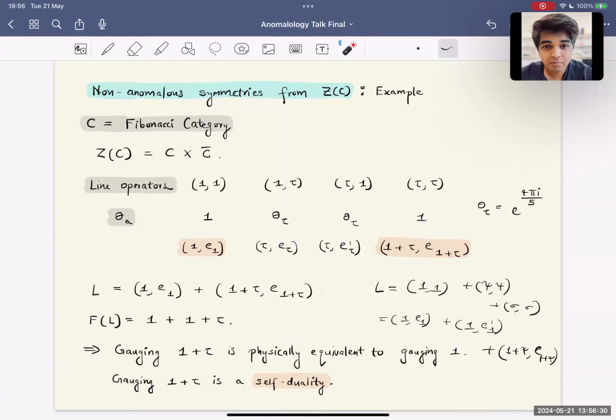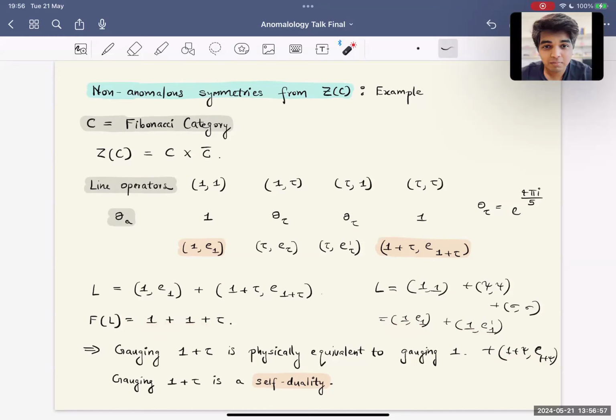Let me give you an idea about what is going on here. When you apply the F map, as you see in the Ising case, which is a good example, if you apply F to these three lines, you get 1 plus 1 plus 1 plus psi. So you get two copies of the identity algebra and one copy of the 1 plus psi algebra. In this case, you get one copy of each algebra.